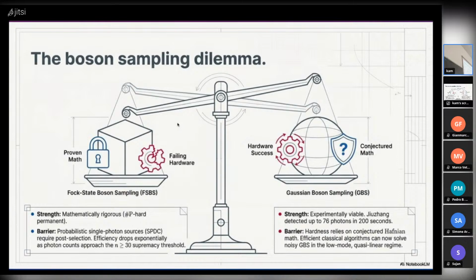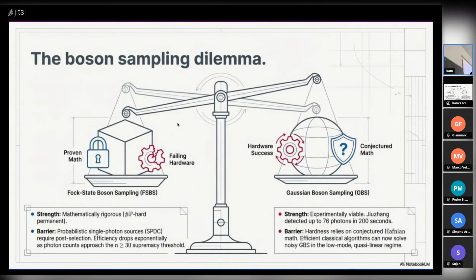That means the number of photons is almost the same as the number of modes. Then it is called the low-mode regime. And in that case, it is already known that a classical algorithm can solve it. That's why recently they still do Gaussian boson sampling, but in a very high-mode regime. That's the Chinese Zhuzhang, already in 2019, and we have a new version in 2025. But still, in this case it's Gaussian boson sampling. It's not a theoretical proof.